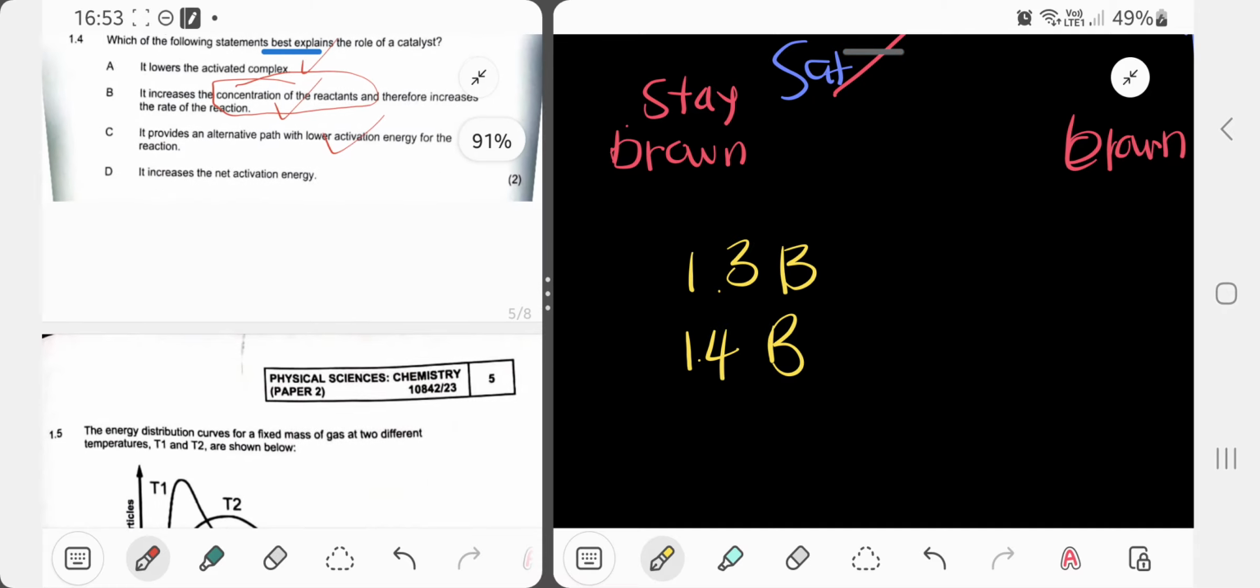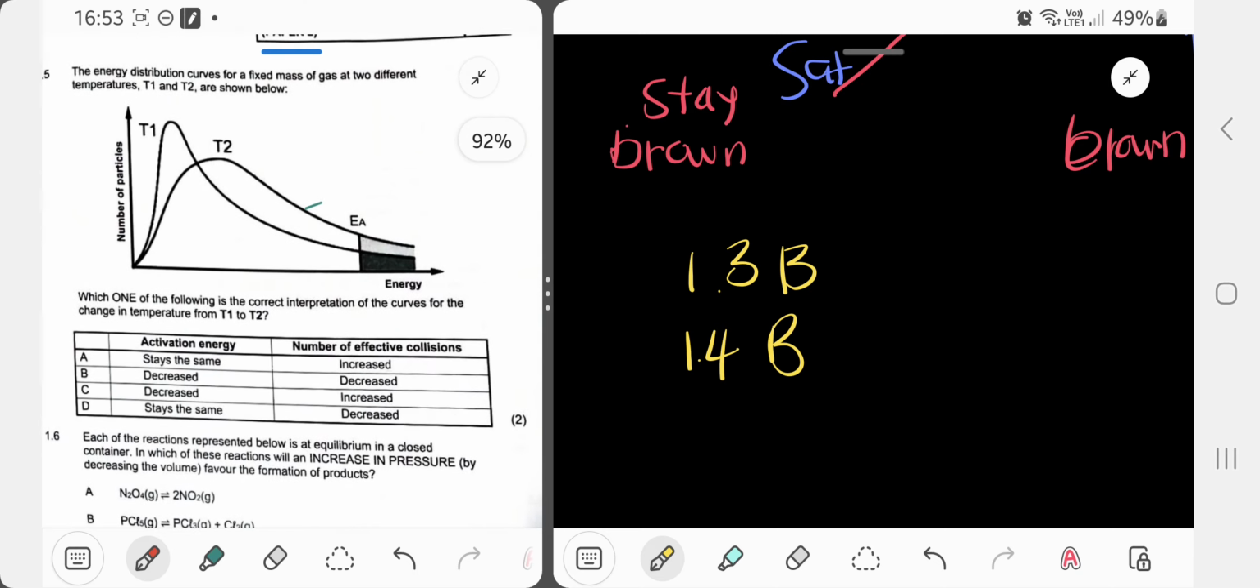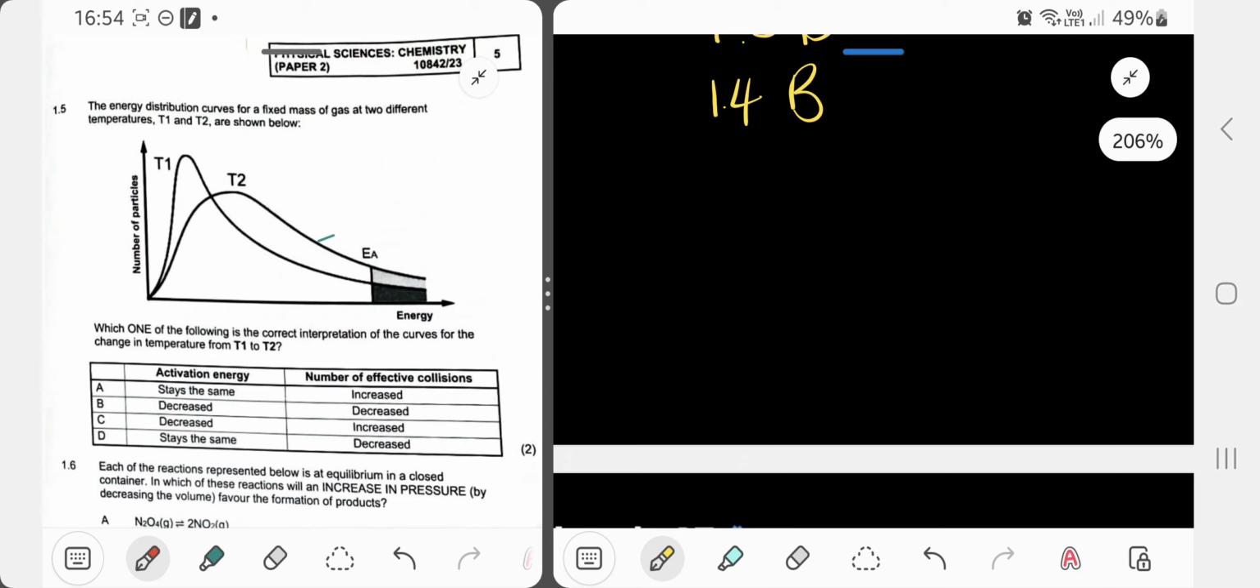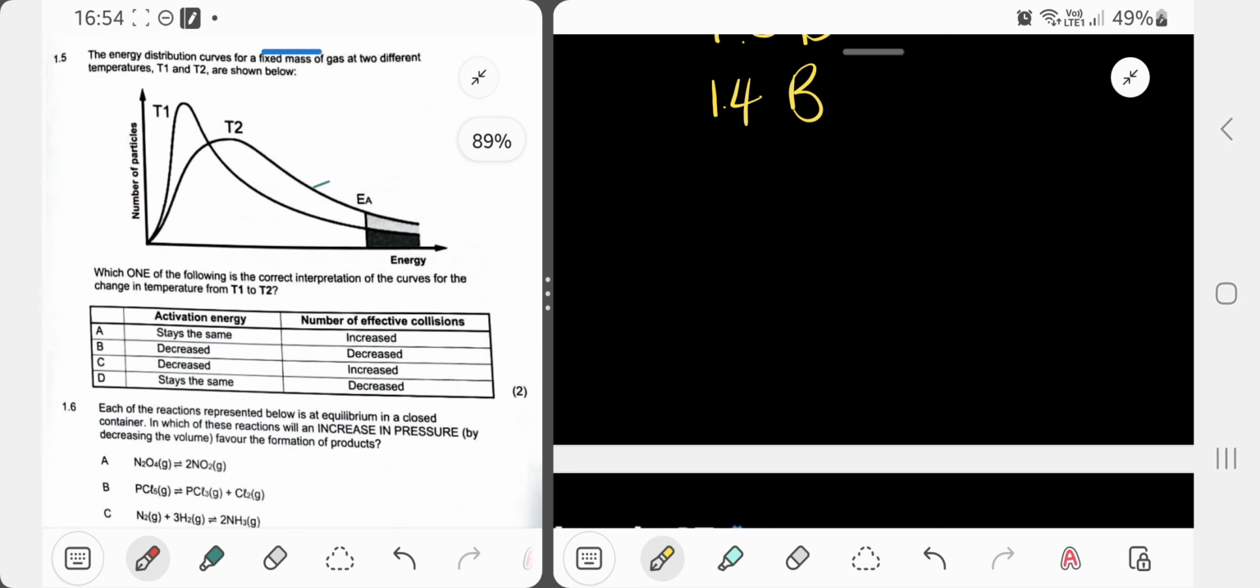Okay, let's see. The next one says the energy distribution for a fixed mass of gas at 2 different temperatures, T1 and T2, is shown below. So these are Maxwell-Boltzmann distribution curves, right? Then it says which one of the following is the correct interpretation for the curves for the temperature change from T1 to T2.